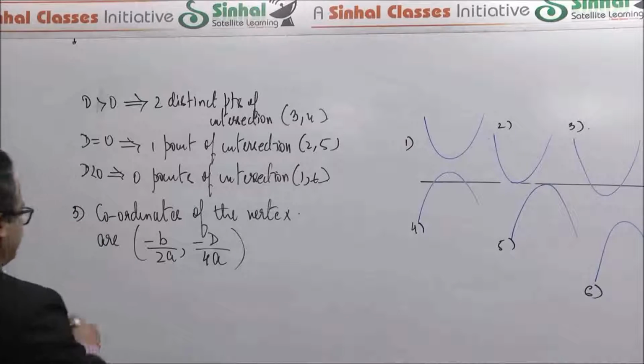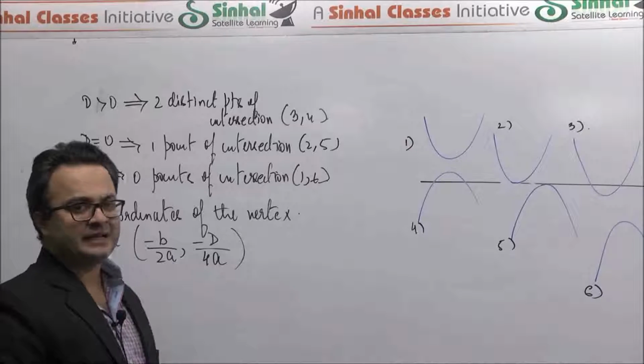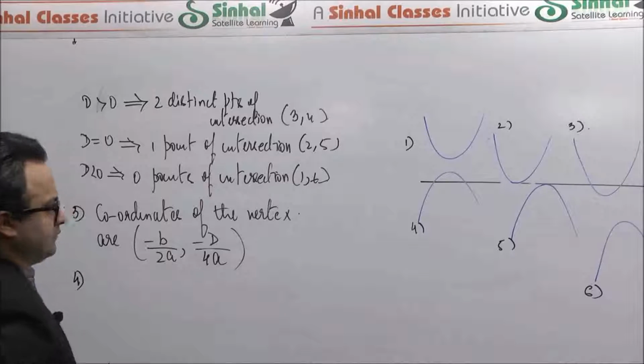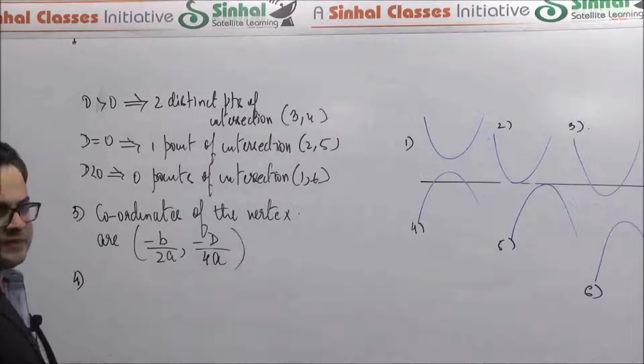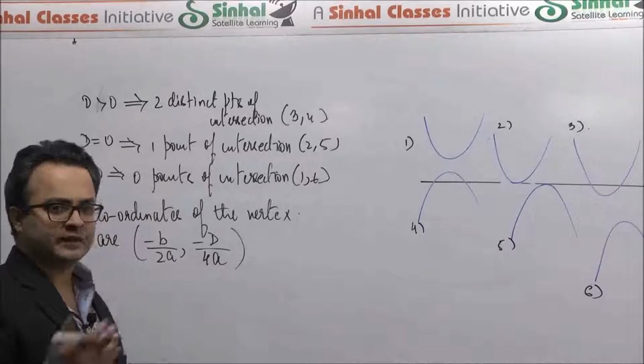And one last and very simple idea is the y-intercept of this parabola. Each of these parabolas will intersect the y-axis at exactly one point, and that point is given by 0 comma c. y equal to x squared plus bx plus c was the equation of the curve, and if I put x equal to 0, I'll get y as c.